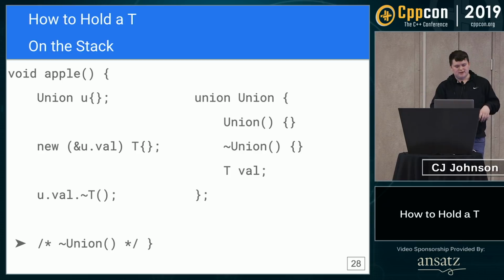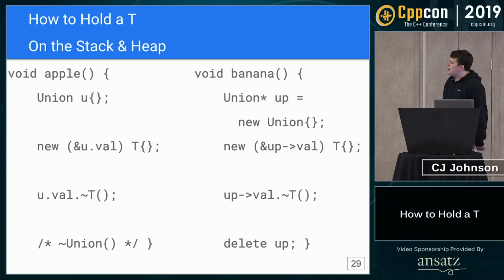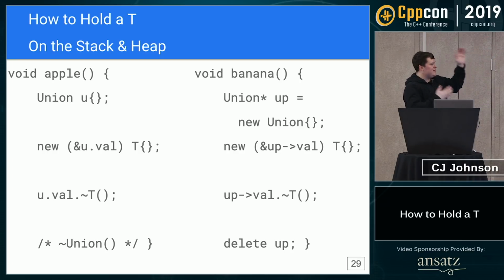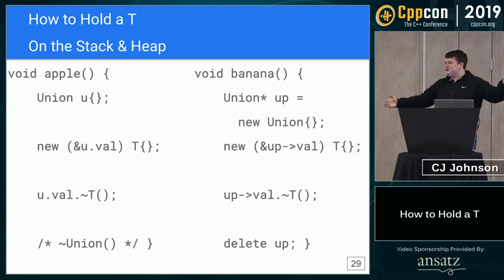And just like on the stack, you can also do it on the heap. Similarly, instead of making it a stack local variable, you make it on the heap. And again, you're constructing using placement new, and it's actually putting the T on the heap in the memory that is owned by up. Make sense? This is what happens when you actually make a vector or an optional or whatever.